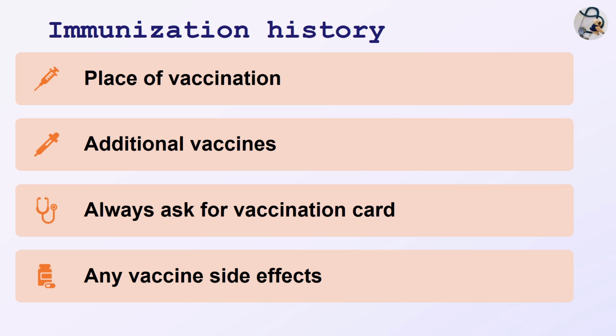Next is immunization history. Place of vaccination is important, whether additional vaccines are given or not. One is routine vaccination, another is additional vaccination. Routine is what every child is getting, designed by the government, and additional is optional vaccines which later on you add according to the options given and then the family accepts. So that way additional vaccines are given. Always ask for the vaccination card if possible. Any vaccine side effects that have occurred, you should be asking about this.